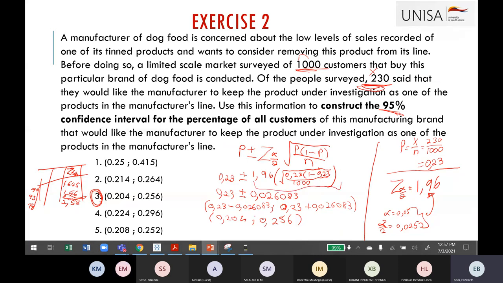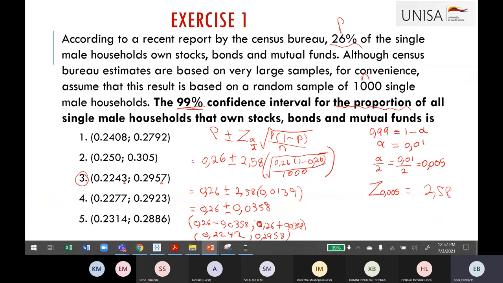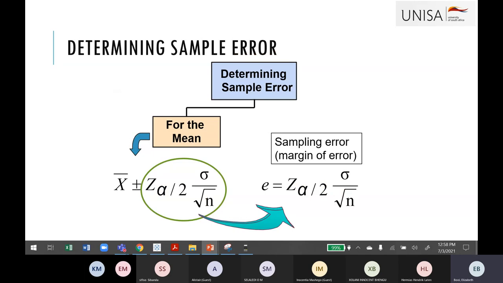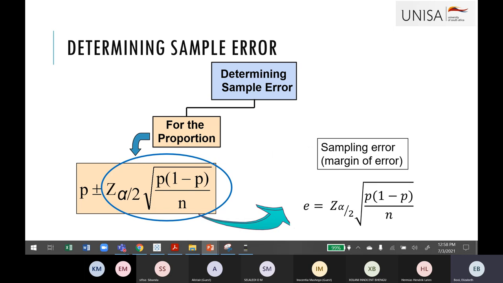So you've calculated your margin of error there, and you find that it is 0.026083. And that's how you calculate the margin of error. And you can do it for all the questions. That is your margin of error, 0.0358. It is your critical value times your standard error. There is nothing fancy or technical that you need to know about it. You just need to know that the values after the plus or minus calculate your margin of error. You can also do it for the proportion.